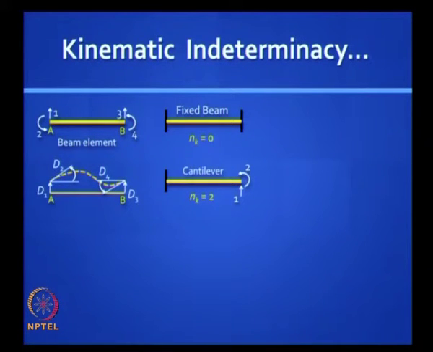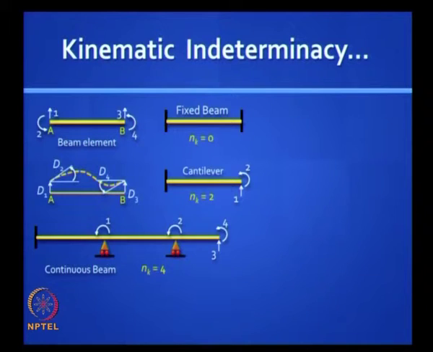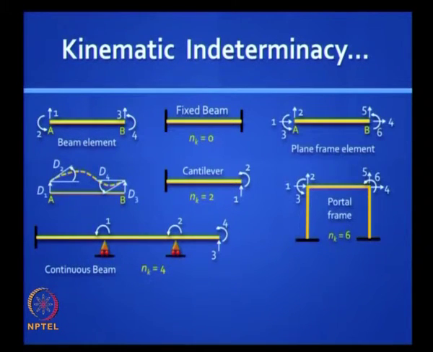In a cantilever, one end is fixed, at the other end you have 2 degrees of freedom, a translation and a rotation. In a continuous beam, in this example 2 span continuous beam with an overhang, you have 4 degrees of freedom. Nk stands for the degree of kinematic indeterminacy, 3 rotations and 1 translation.